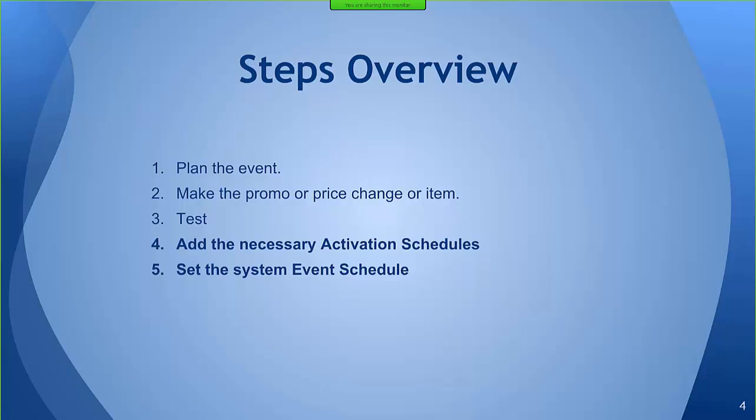So the things that we're really going to take an in-depth look at here are going to be these last two steps. We really want to look at adding the necessary activation schedules. And while that sounds like a big thing, that's actually really simple. That's just adding a time of day. It's like, we want something to activate at Wednesday at 5. That's what an activation schedule is. And then we're going to set the system event. And the system event is saying, okay, now what are we going to do and when are we going to do it? So that's the in-depth part we're going to do here at the end.